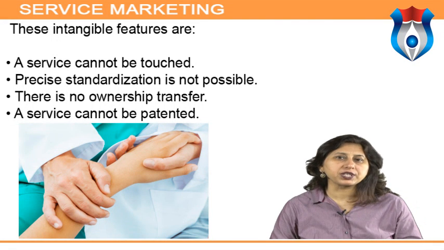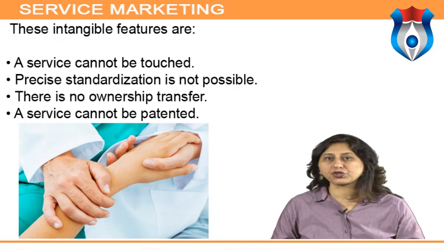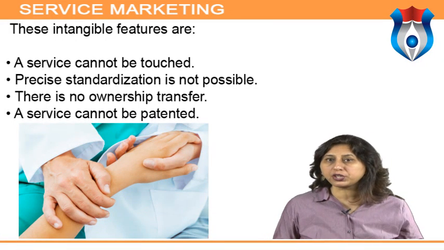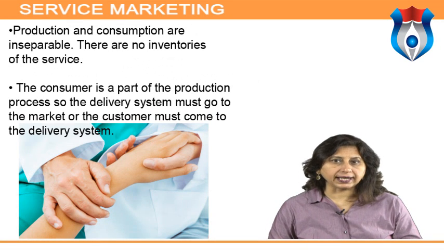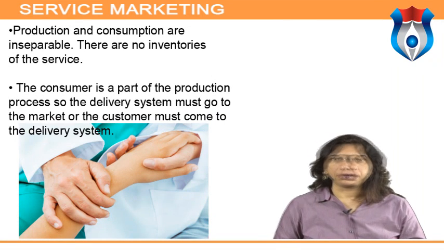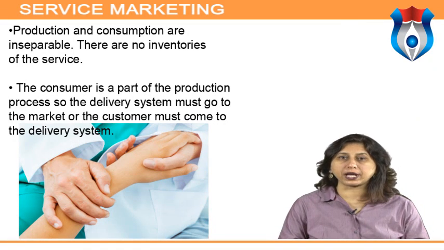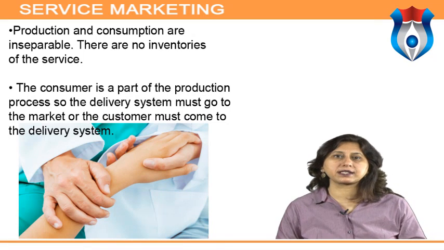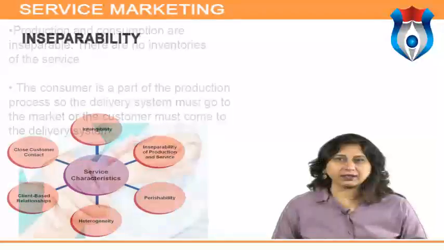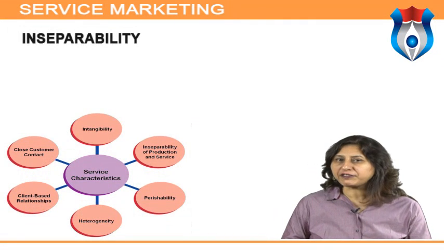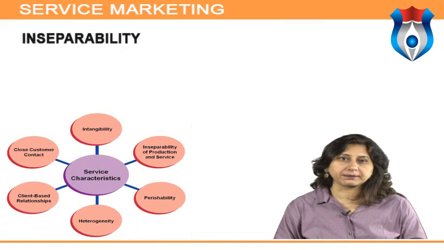These intangible features are: a service cannot be touched, precise standardization is not possible, there is no ownership transfer, a service cannot be patented, production and consumption are inseparable, there are no inventories of the service, the consumer is a part of the production process, so the delivery system must go to the market or the customer must come to the delivery system.